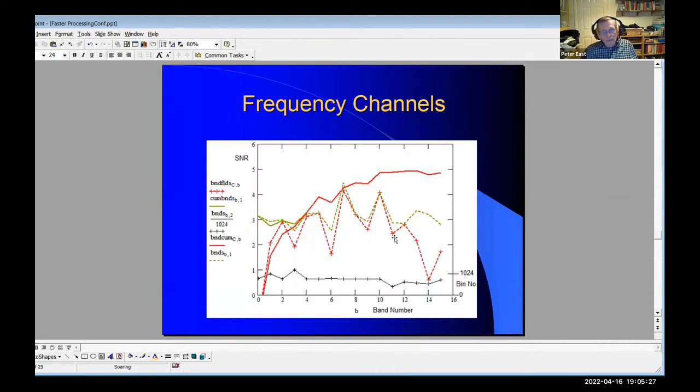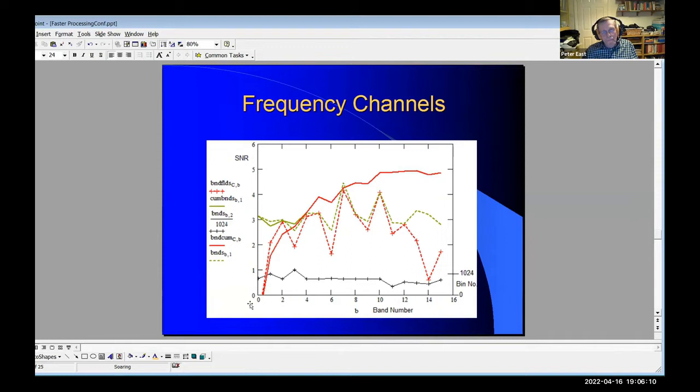With the frequency channels, the green dotted line is the signal to noise ratio of the peak of any noise, peak or signal or noise in each of the bands. The blue dotted line is the signal to noise ratio of the target pulsar, and this is the target pulsar's bin number. Each one of these, I'm folding band 0, folding band 1, folding band 2, and looking at the peaks to get these values.